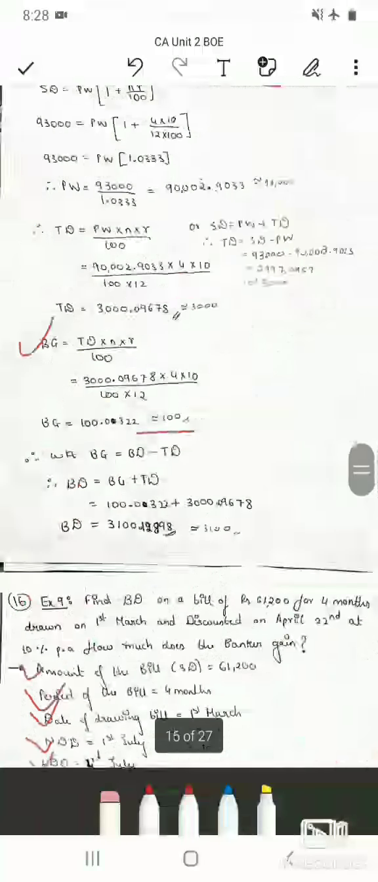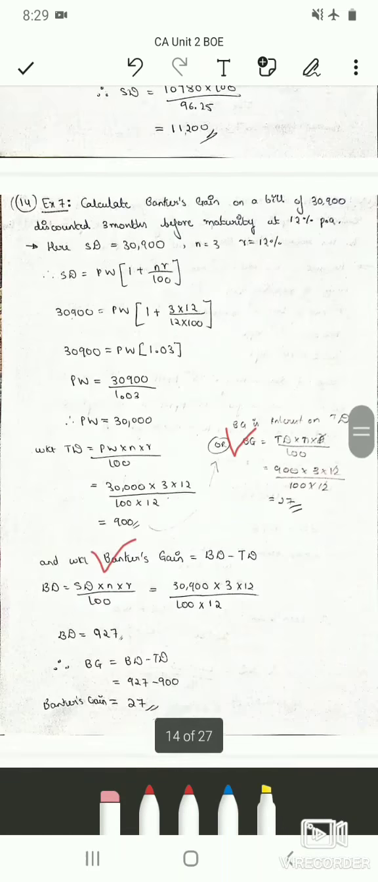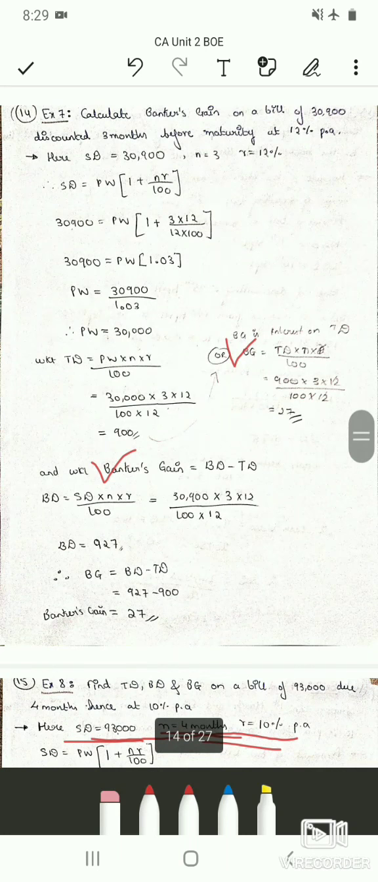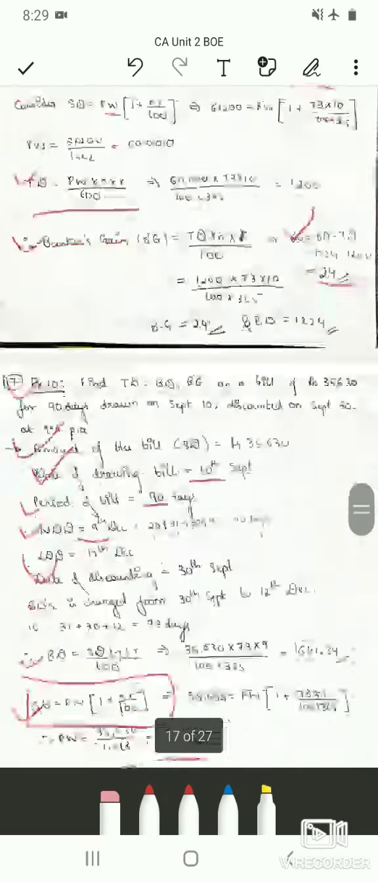So go through all the problems, 10 problems. I know I have rushed in this class, but this is a very easy concept if you understand it. So you guys practice it once again. The notes will be updated on SharePoint, so you can go through these problems.